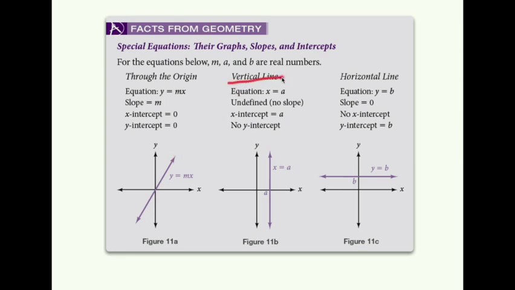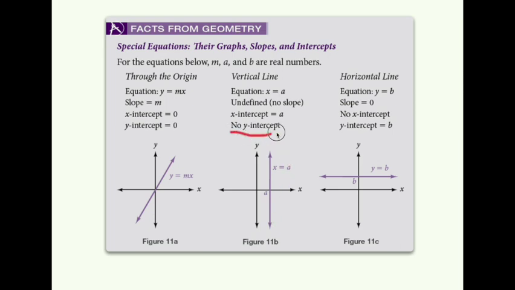Our next special case, and when we talked about this previously, we were really focused on the slope, but we briefly mentioned what the equation looks like. So when we have a vertical line, the slope is going to be undefined because there's no change in the x value.